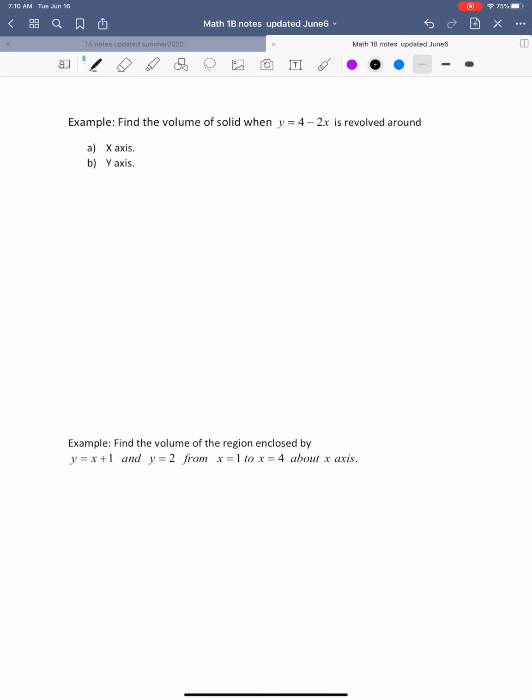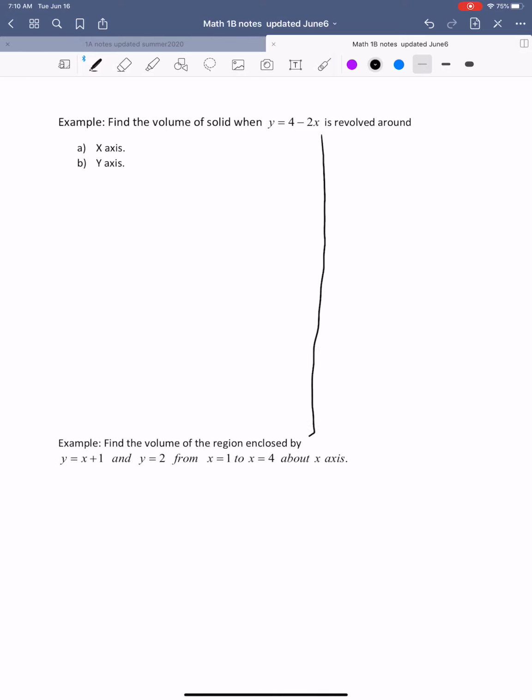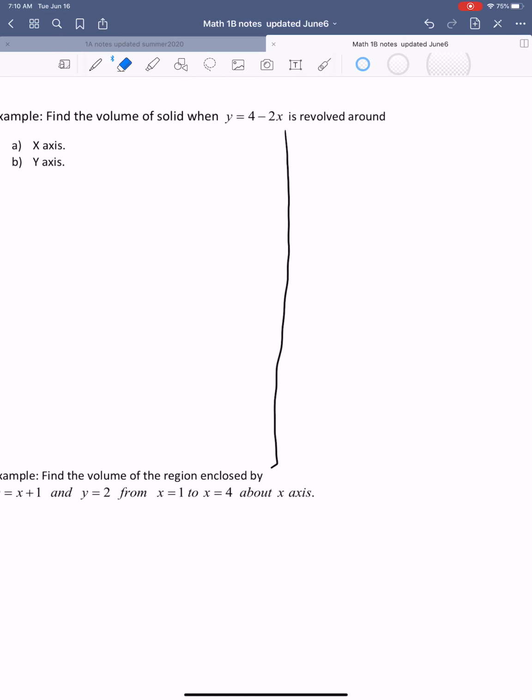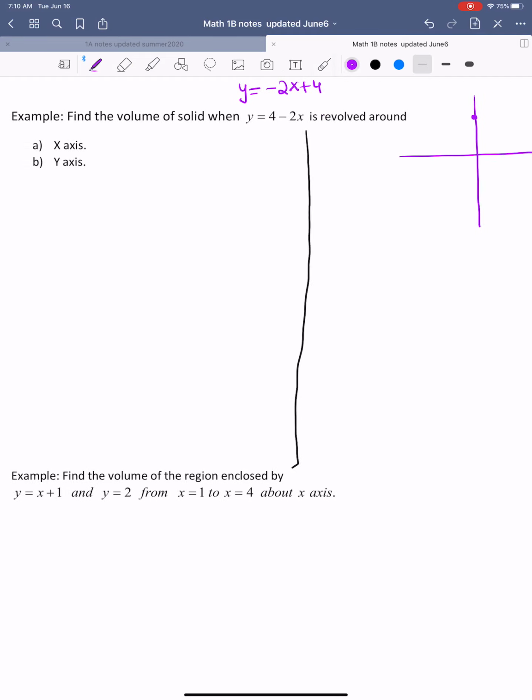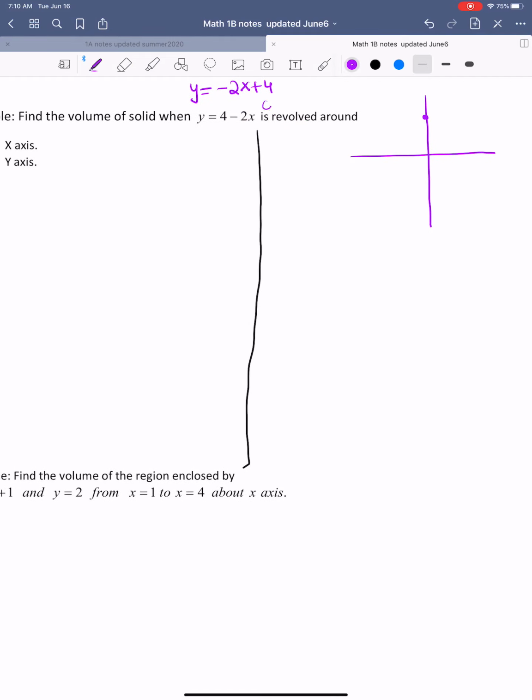So this problem has two different parts to it. Make up some space for it. So first of all, I'm going to draw the shape here. y is equal to 4 minus 2x. I like to think of it as negative 2x plus 4. So I have a line with a negative slope. Okay, I should say somewhere in quadrant 1. So only the quadrant 1 piece is the one that we're considering.